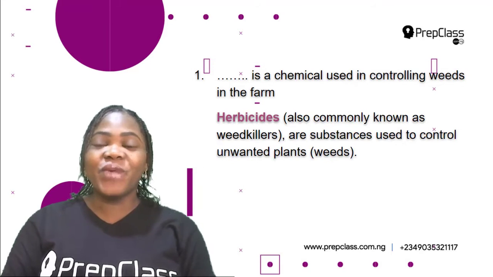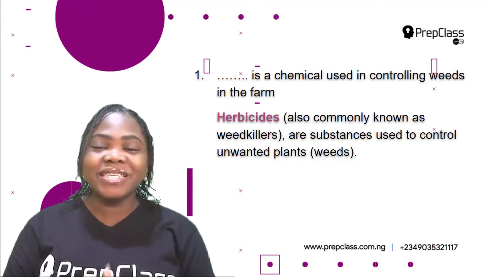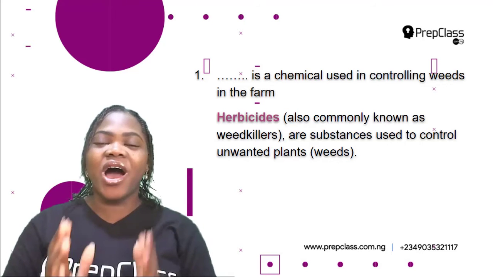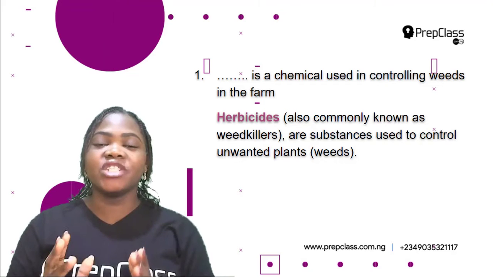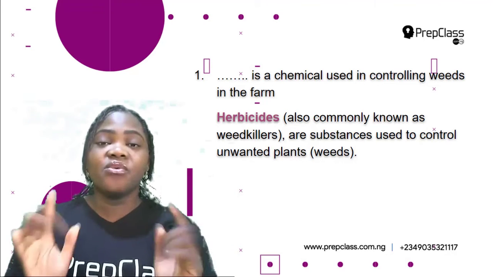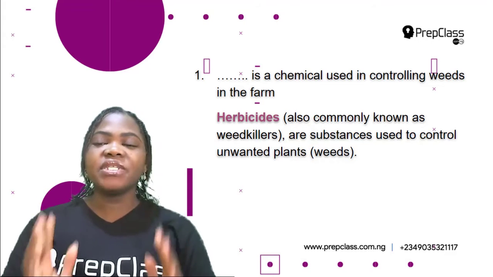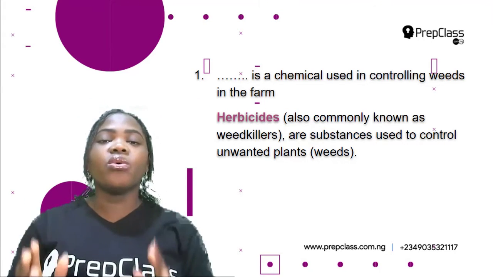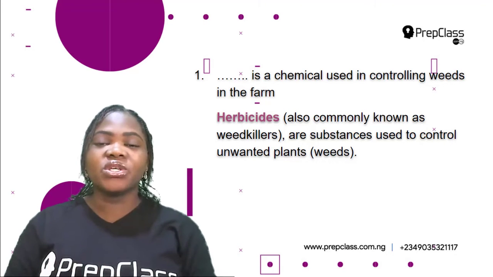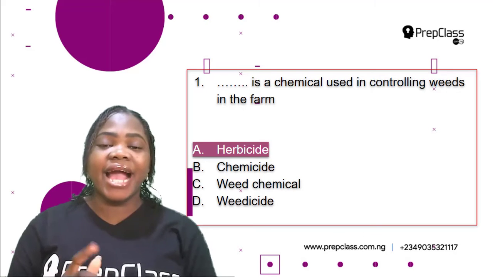Okay, so what is a chemical used in controlling weeds in the farm? That's herbicides. So herbicides are also commonly known as weed killers. They are the substances that are used to control weeds. Remember, weeds are unwanted plants. So herbicides are the substances that are used to control unwanted plants in the farm. So the answer is herbicides. So the correct option here is A, herbicide.